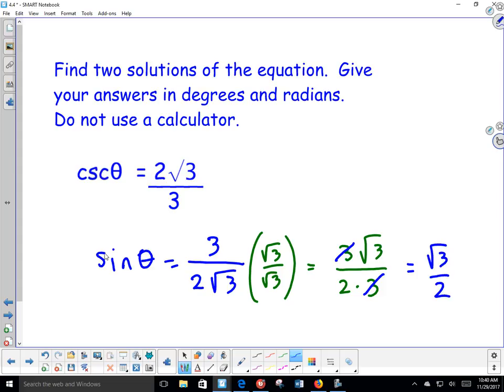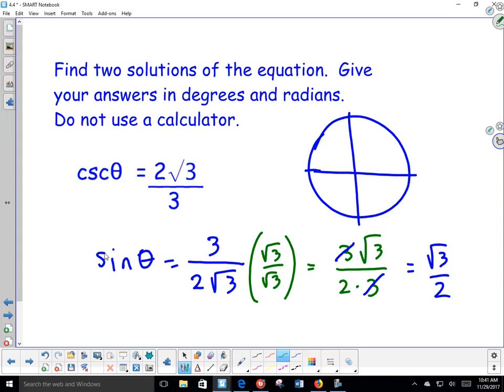Does square root of 3 over 2 sound familiar? That's one of the values on the unit circle. So at this point, let's look at our unit circle. Where on our unit circle is the sine equal to square root of 3 over 2? Give me one place on the unit circle where the sine is equal to square root of 3 over 2. 2 pi over 3. So 2 pi over 3 is right here, where the ordered pair is negative 1/2, comma, square root of 3 over 2, which is the same as 120 degrees.